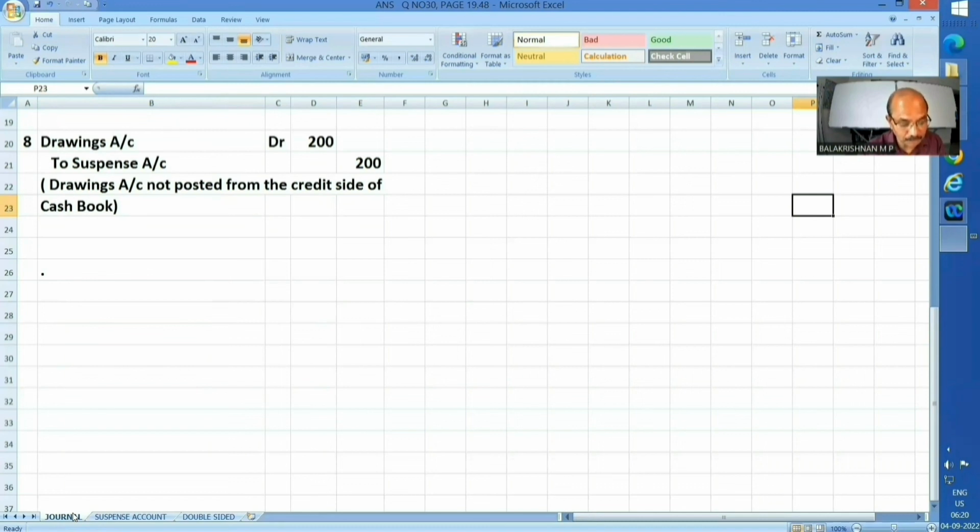And we know that we are doing this rectification having already opened a suspense account. Any single-sided error subsequent to the opening of suspense account, a journal entry is required, and one of the aspects of the journal entry has to be essentially suspense account. Here, drawings is mandatorily to be debited, debit expenditure pending. So obviously, credit has to be suspense account. So drawings account debtor to suspense account.